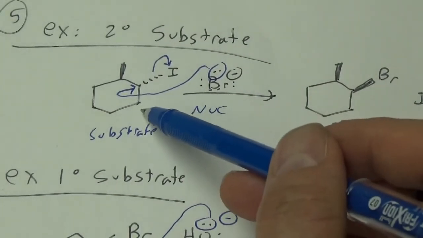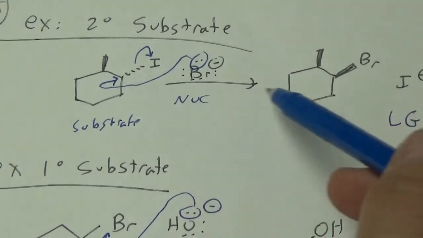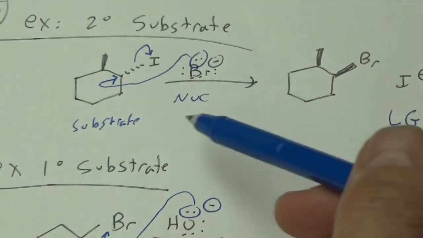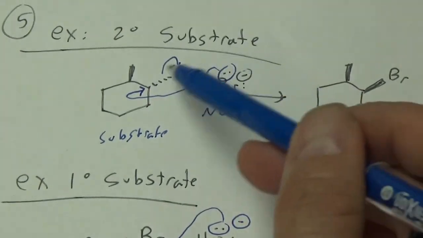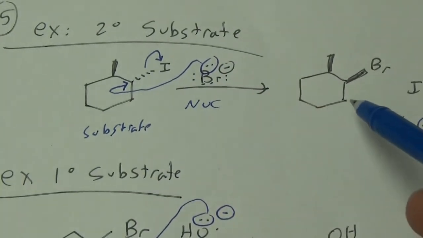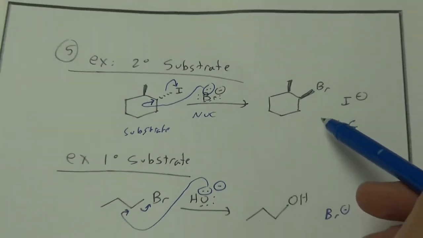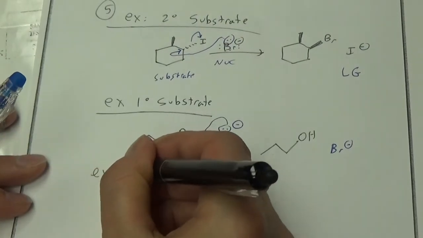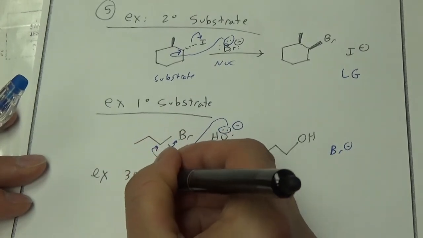Secondary, you often have a chiral inversion. Not always with secondary, because some secondary substrates aren't chiral. But if you do have a chiral secondary substrate, you will always see this kind of inversion. Okay? What about a tertiary substrate?